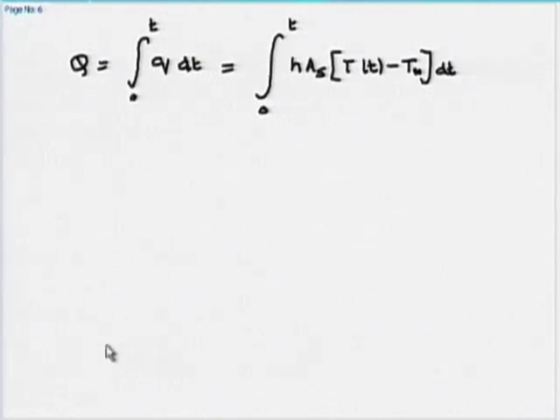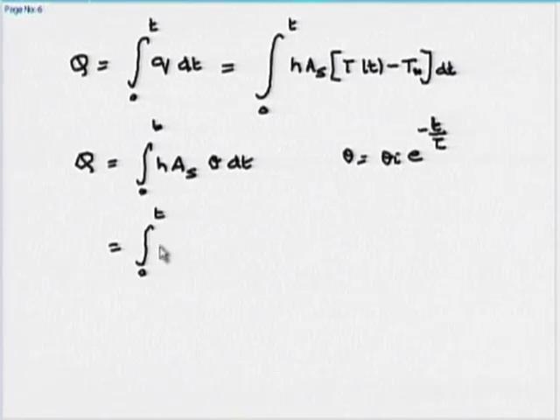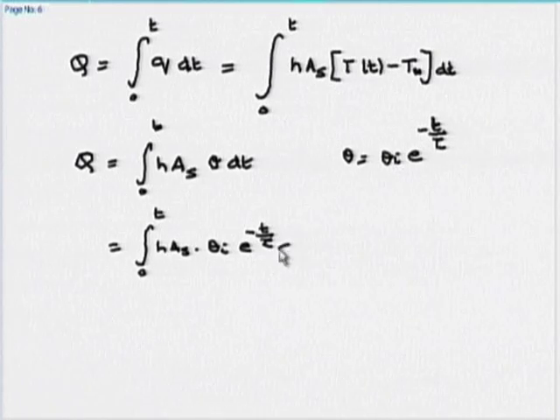Before integrating, let me rewrite this in terms of theta, because I have the temperature distribution just now derived in terms of theta. That means Q equals the integral from 0 to t of hAs θ dt. What is theta? We have just now derived that θ equals θi times e to the power of minus t by τ. Let us substitute that here: integral from 0 to t of hAs θi e^(−t/τ) dt.